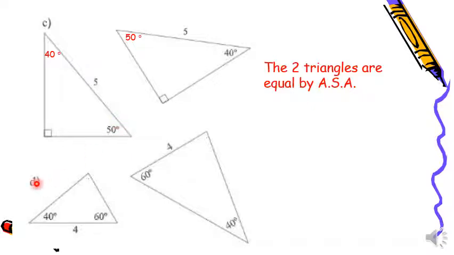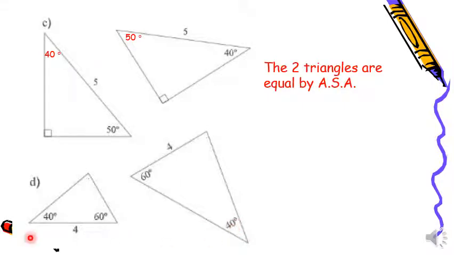Now let's move to part D. Are these two triangles equal? Here I have 40, here I have 40, here I have 60, here I have 60, and here I have 4, here I have 4. Are these two triangles equal? What do you think? No, of course no. Why? Here I have angle, side, angle, but here I don't have angle, side, angle. The side is not adjacent between these two angles.